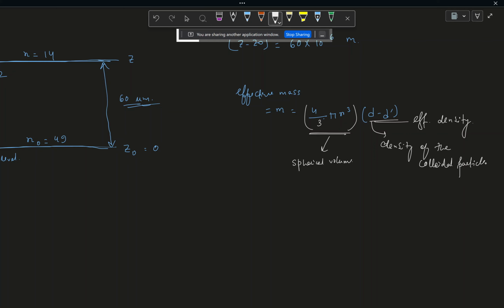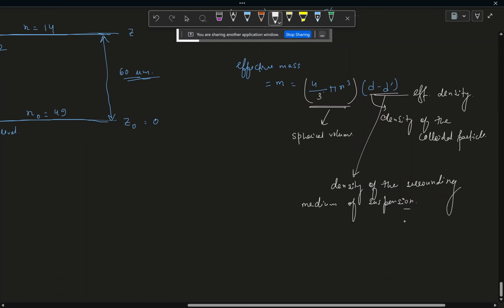Then what is d prime? D prime is basically the density of the medium in which it is suspended, the density of the surrounding medium of suspension, which is basically effective for causing Brownian motion.